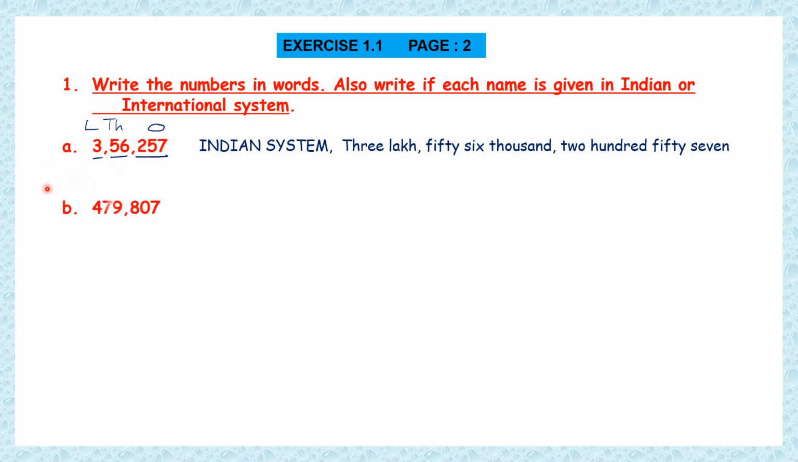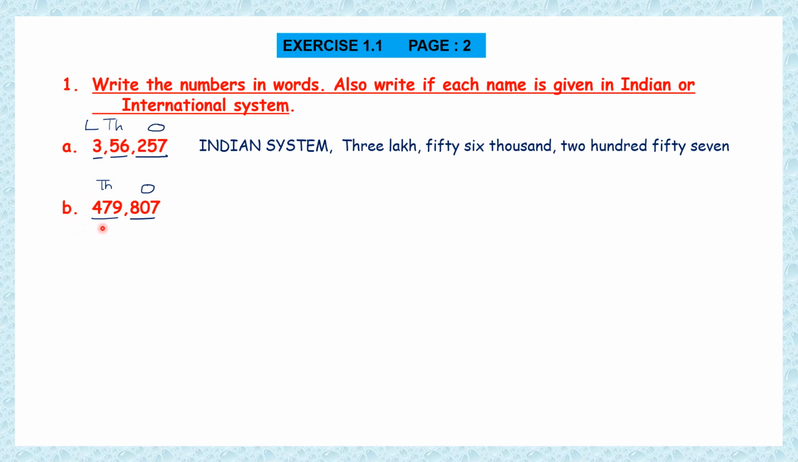Let's take the second question. So second question, as you can see, there's only one comma separating 2 periods. So if a 6-digit number is divided into 2 periods, that means this is the international system. So here we have ones, tens and hundreds forming the ones period. Then we have 1,000, 10,000 and 100,000 forming the thousands period. So this is the international system because there are only 2 periods in a 6-digit number.